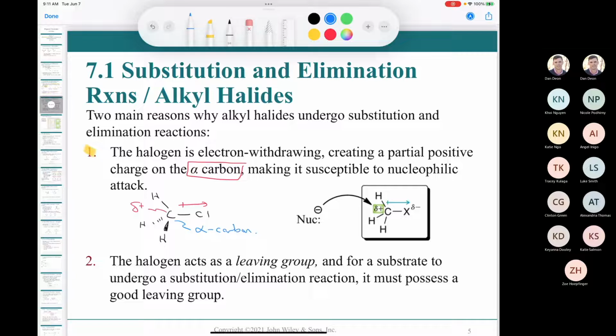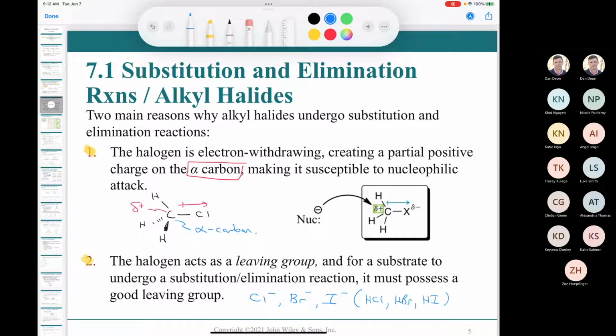And you can imagine the carbon that's attached to the alpha would be called the beta, then the gamma, so on and so forth. Anyhow, so yeah, we have a halogen. It pulls electron density away from the carbon, thus rendering it electrophilic. It's susceptible to nucleophilic attack. That's the first point. And the second point is that the halogen acts as a leaving group, right? We know that the halogens, chloride, bromide, and iodide, those are all conjugate bases of strong acids, HCl, HBr, and HI. Therefore, they're all good leaving groups.